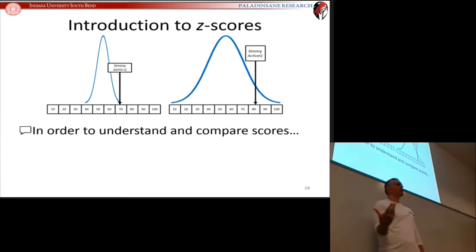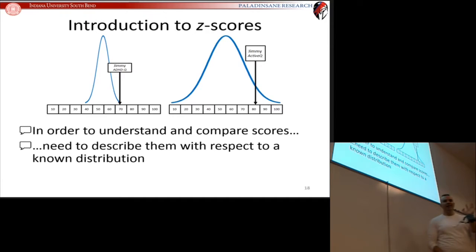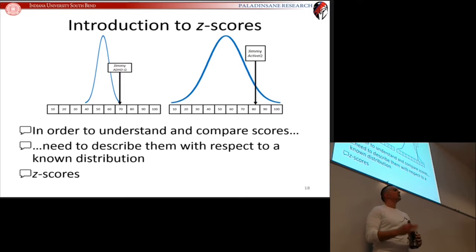So that's why we need Z-scores. If we want to be able to compare scores, if we want to be able to understand scores, is this a high score or is this a low score? And if we want to be able to compare ADHD Q scores to active Q scores, basically compare apples to oranges, we need to be able to describe them with respect to a known, shared distribution, and that's what Z-scores allow us to do. Z-scores allow us, among other things, to make exactly these types of comparisons.